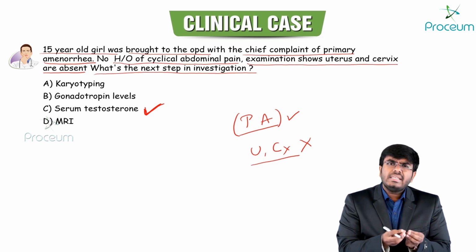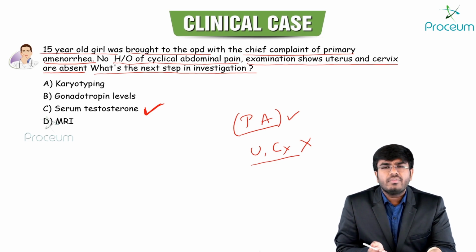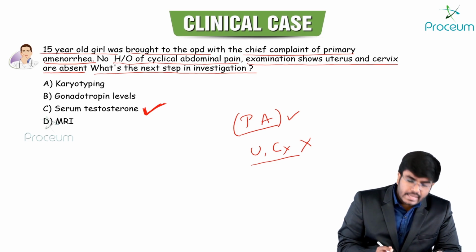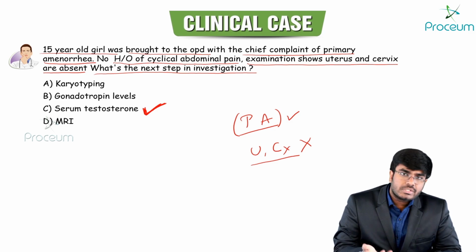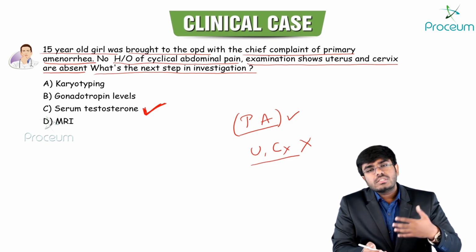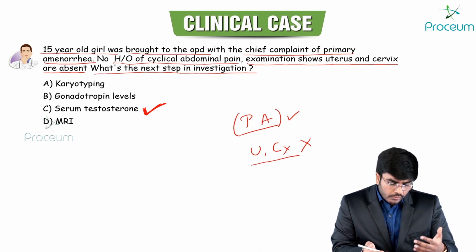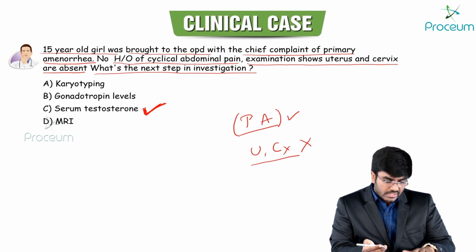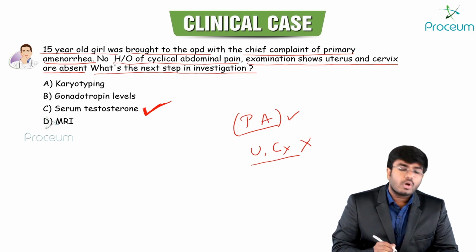So now it's very simple, right? It's just a laboratory test. We will get the results within hours. So serum testosterone is the next best step in investigation. Now, if you are getting lots and lots of testosterone, now you can order for the karyotype later. But now the best investigation is serum testosterone.